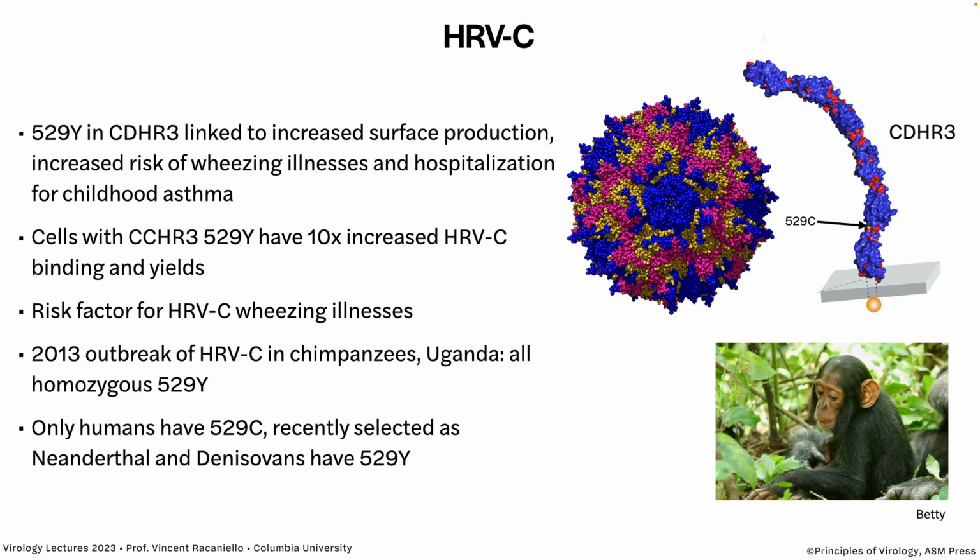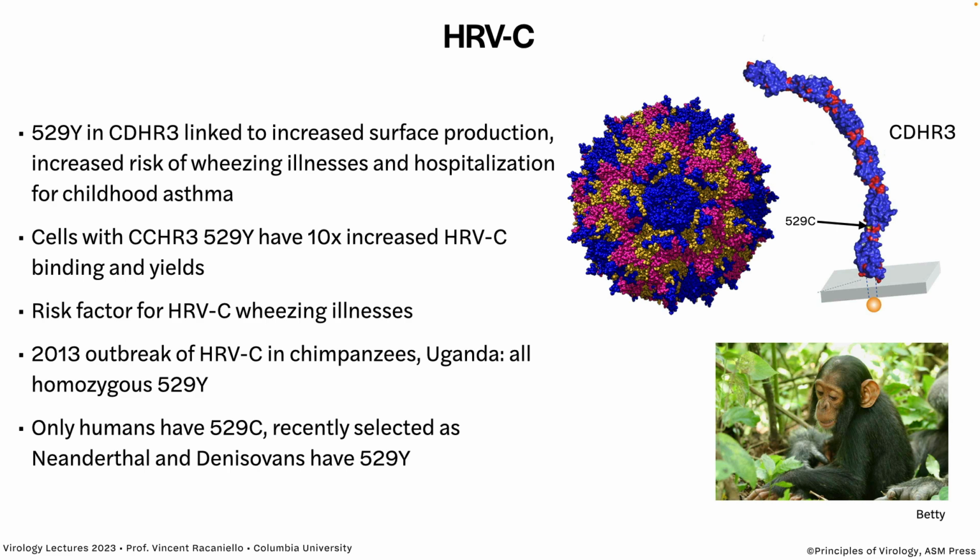Okay, so that's very interesting in itself that we can look at the genomes of these ancient humans and see that. Finally, in 2013, there was an outbreak of HRVC in chimpanzees in Uganda. Very severe outbreak. A lot of them died. And how this happened was people visiting the place where they were kept gave them Rhino C. The humans had brought Rhino C, and the chimps all are homozygous for 529Y. So they got severe rhinovirus disease.